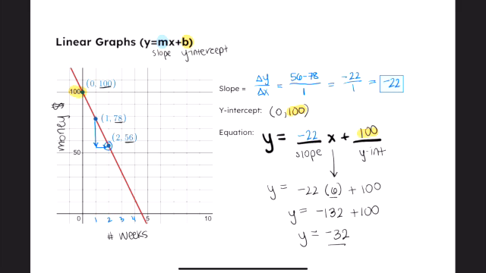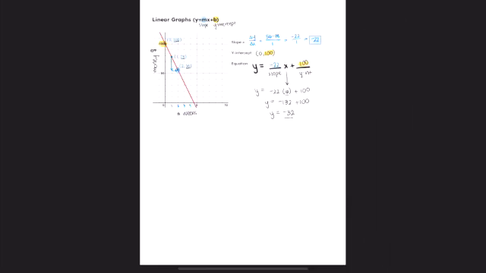So that can be the power of being able to write an equation when you're looking at a graph. Let's go ahead and take a look at some more examples.